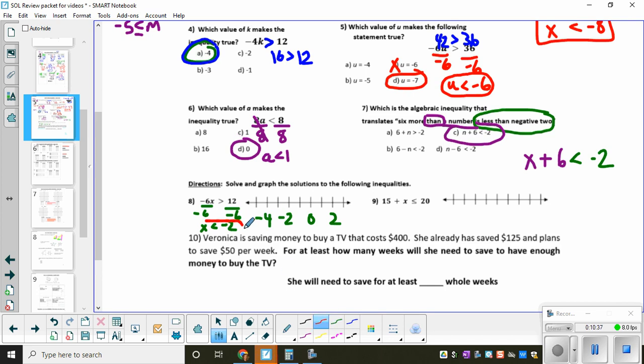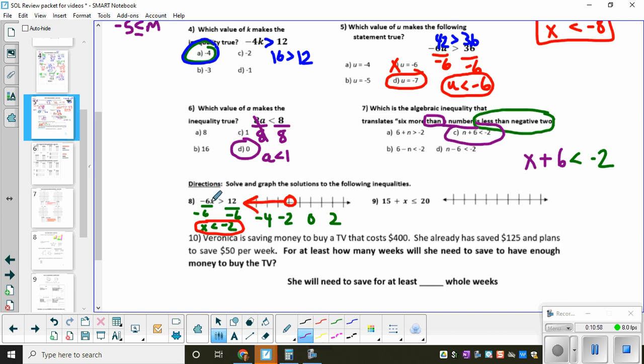So if we're trying to show that x can be anything as long as it's less than the negative 2, first thing I want to review is that it's going to be an open circle on negative 2. If it had said less than or equal to, then we would have colored that in. But it doesn't, and now since it's less than, we're going to shade in this direction.